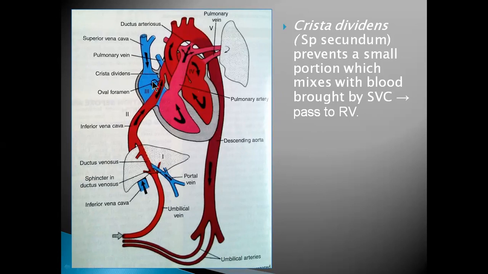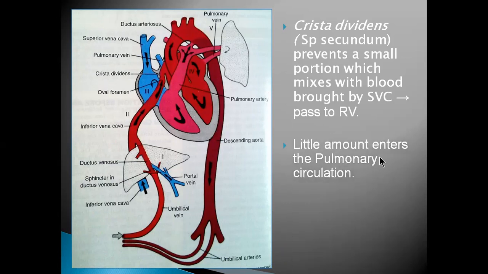Okay, so it will mix, and then this blood will go through the tricuspid valve to the right ventricle. Now, what happens from the right ventricle? Only a little amount will enter the pulmonary circulation.